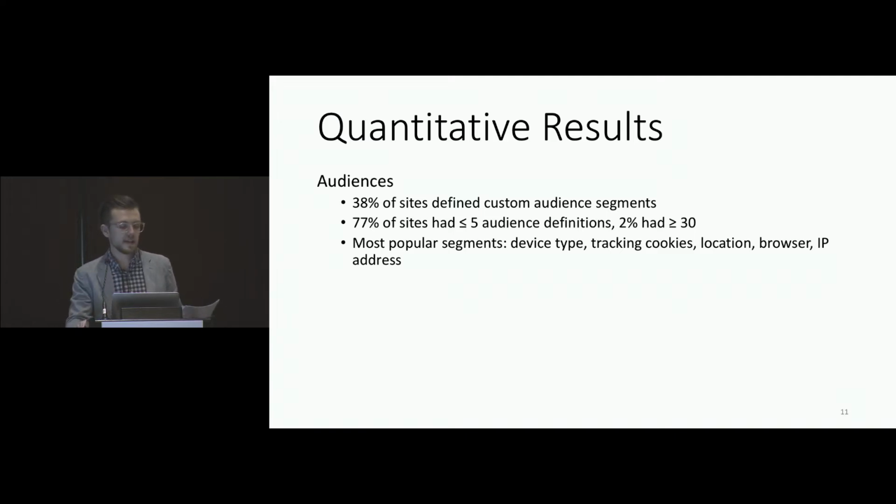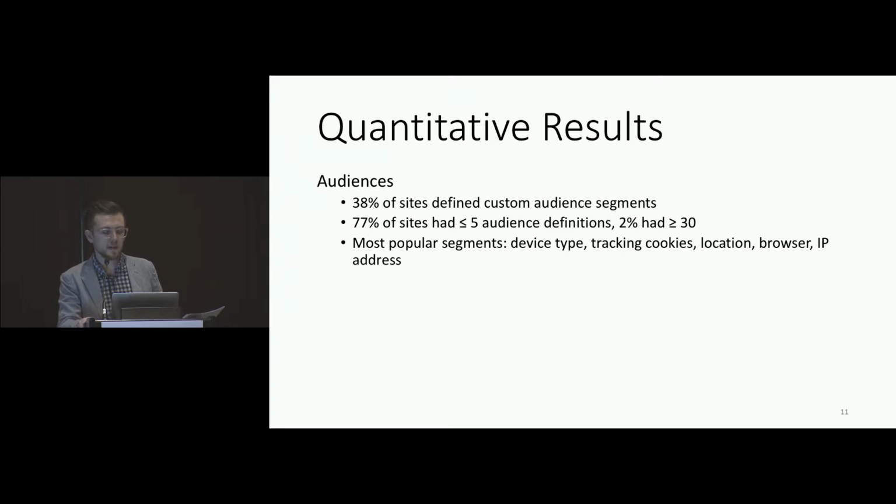So we'll first talk about audiences. Audiences are those user segments that I mentioned earlier. 38% of sites define some sort of custom audience. It's important to note that just because a site didn't define a custom audience doesn't mean they weren't running a randomized A/B test where the audiences are split evenly. Most sites had very few audience definitions, but a couple sites had very refined audience definitions.